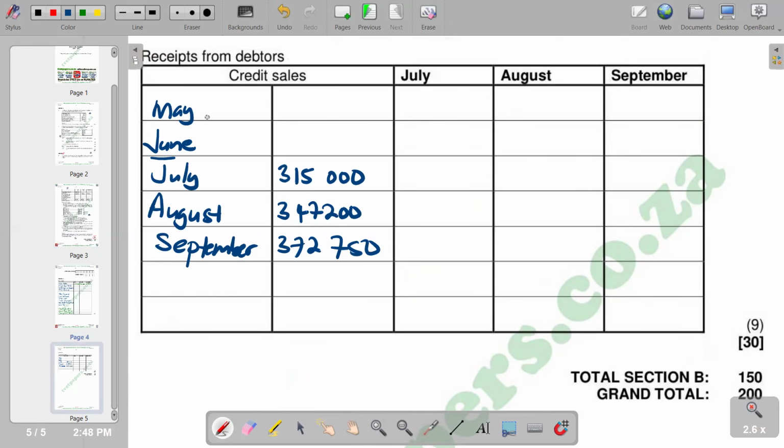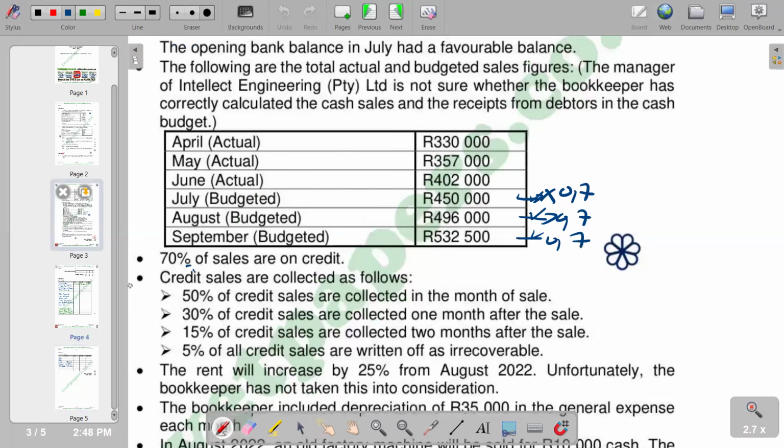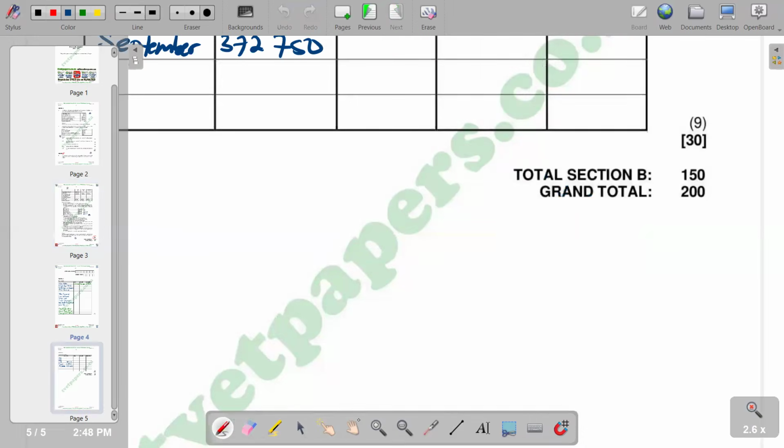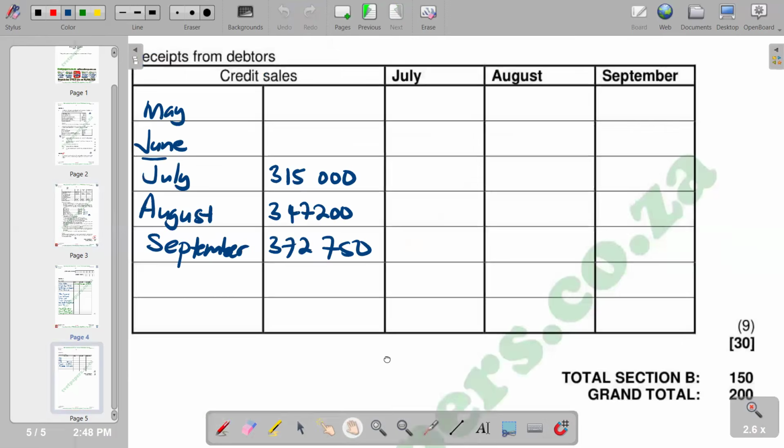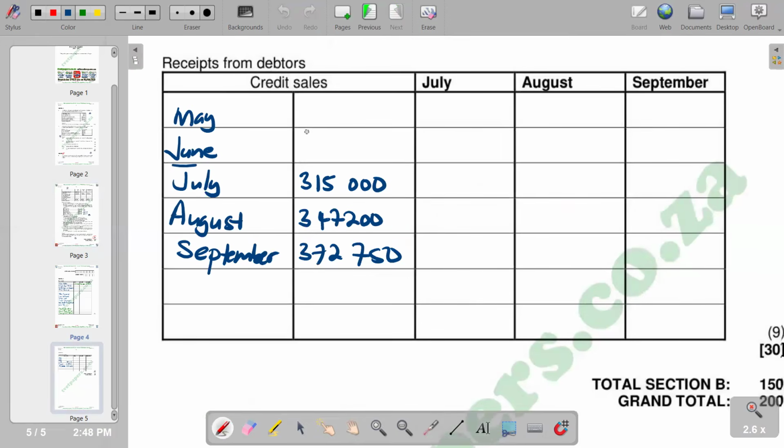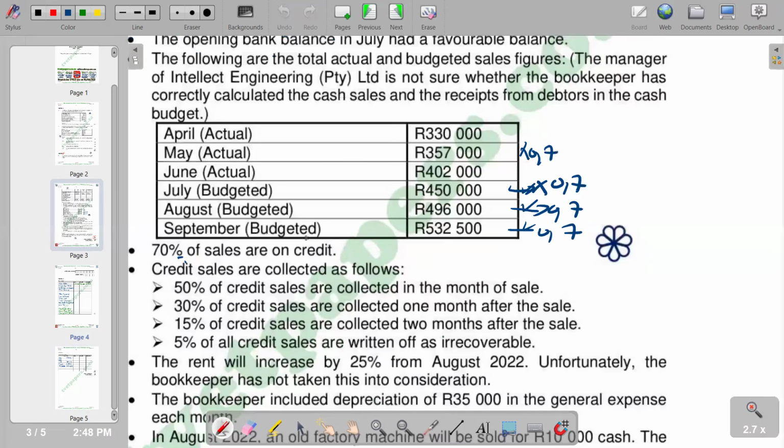Of course, we also have credit sales for June and May, which we need to calculate. For May, we multiply again by 0.7, so 357,000 times 0.7, and for May you're going to get 249,900. Then for June, we say 402,000 times 0.7, and we get 281,400.